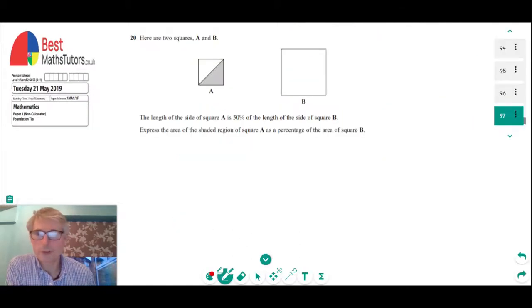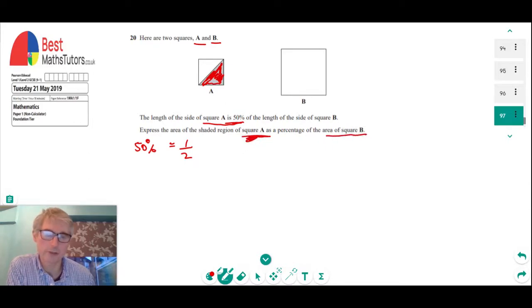So looking now at question 20, two squares, A and B, and we're told that the length of the side of square A is 50%. So 50% equals a half, and it's half of the length of a side of square B. We've shaded in half there. In this region is half of square A. I've got to find the percentage of the area of square B that the shaded region of square A is.